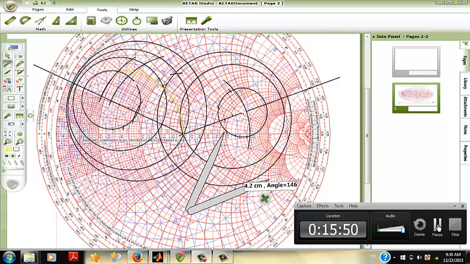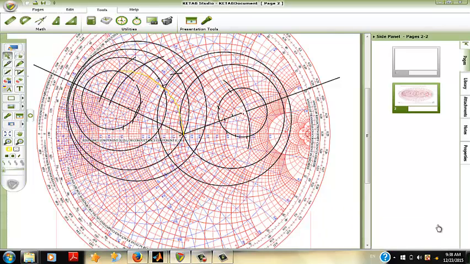Now for the load, we will follow this line for matching. Now here we add parallel inductor, and then here we will add series capacitor.